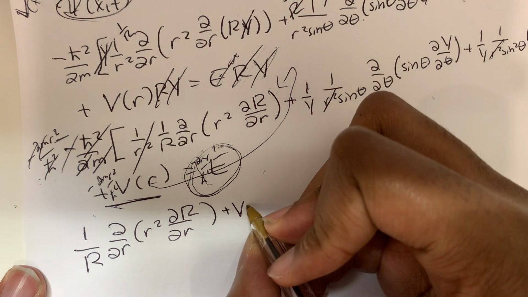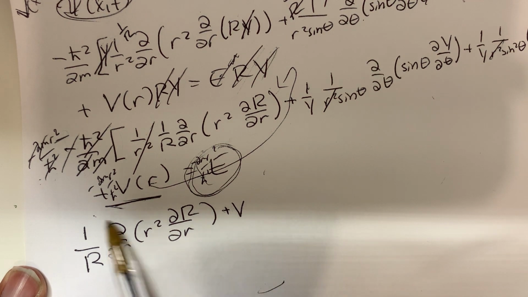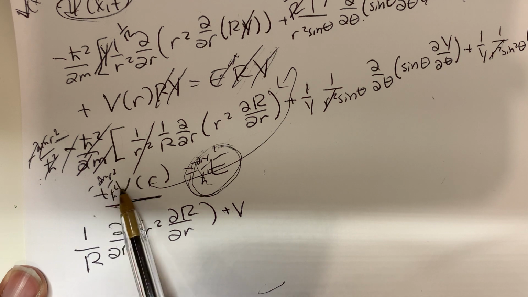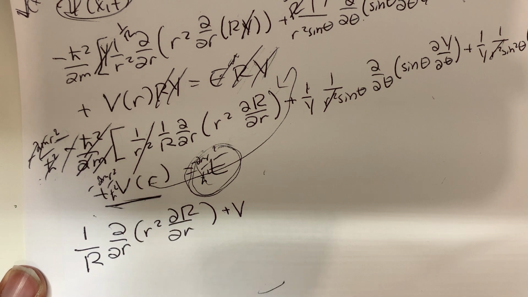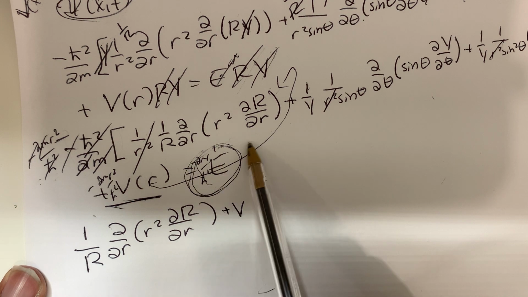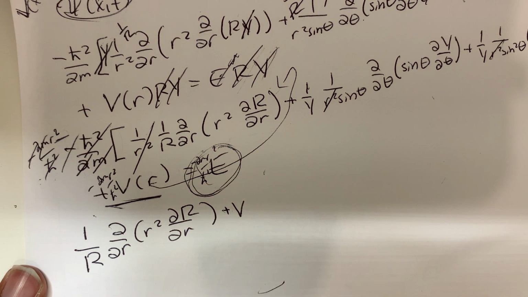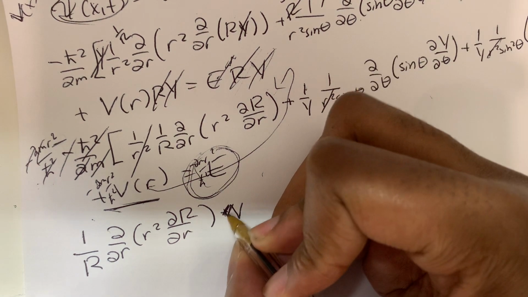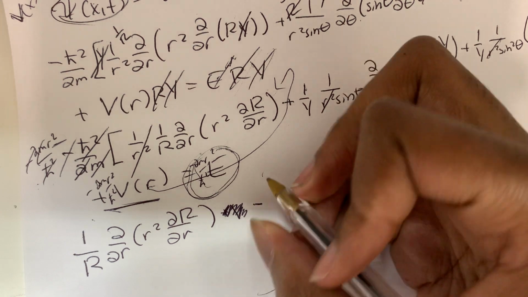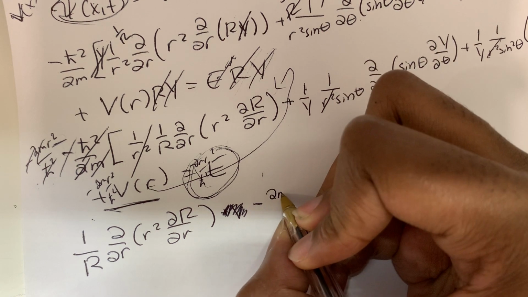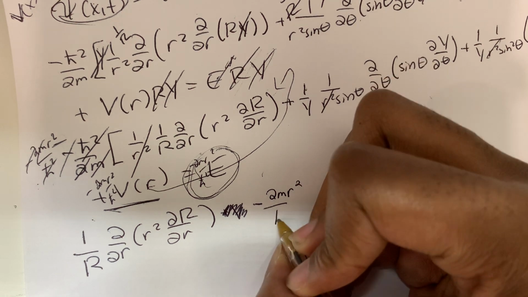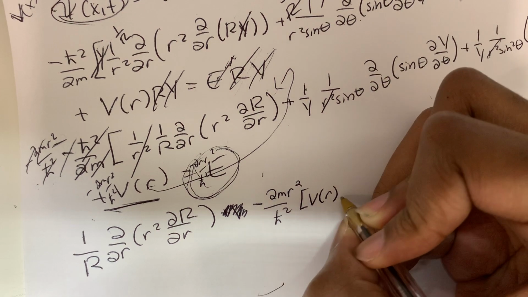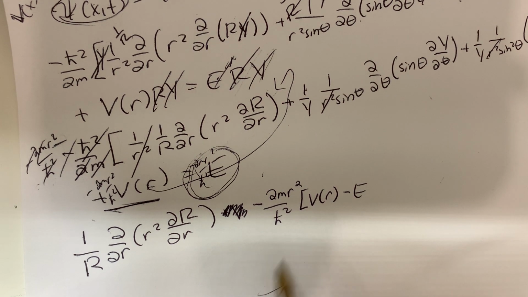So I have V plus, oops, not plus V just yet. So we have minus 2m r squared over h bar squared times V of r, right? And also our energy is minus 2m r squared over h bar squared times E. So what we can do is factor out this minus 2m r squared over h bar squared term, to actually give us minus of 2m r squared over h bar squared times V of r minus E. The E is minus, and you can see that this works, right?